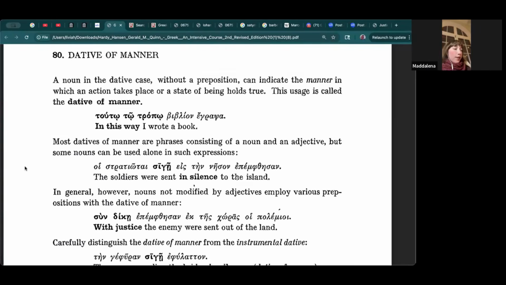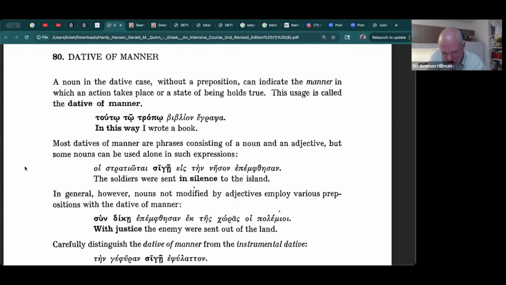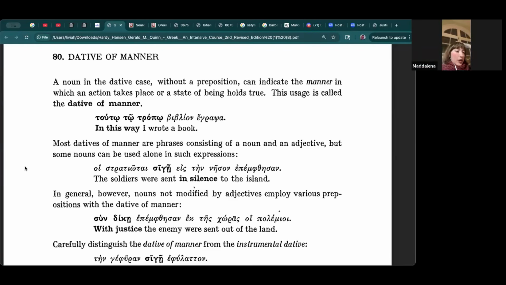Okay. And then they give you in this chapter two the dative of manner, right? It just tells you can indicate manner, how an action takes place and in what manner. Well, what do you mean? Look at it. Toutoi toi tropoi. Just look at it. That's your dative of manner. In this way, they translate it. In this way. That's how I wrote this book. That's the manner I wrote this book in. Right?